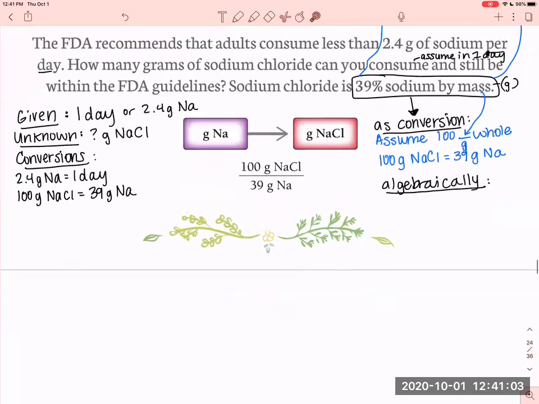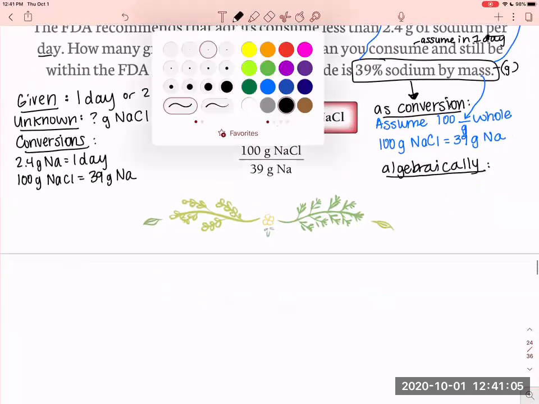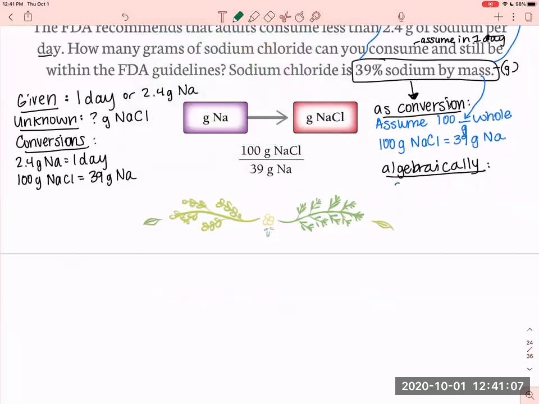And algebraically, which is not my preferred way of doing it, so you won't see me doing this very much, you could say 39 over x, because I'm looking for how much sodium chloride, I'm looking for how much sodium. So it'll be 2.4 grams of sodium over how much sodium chloride times 100 is equal to 39%.